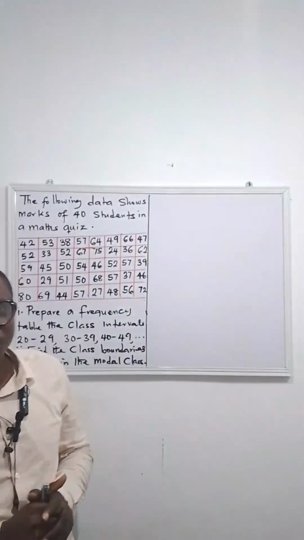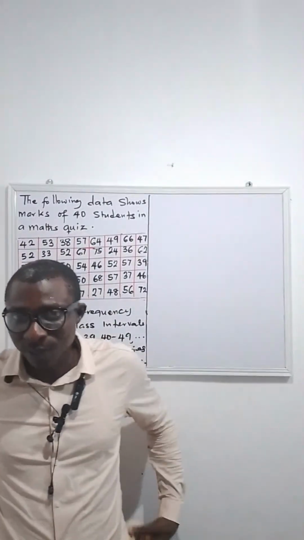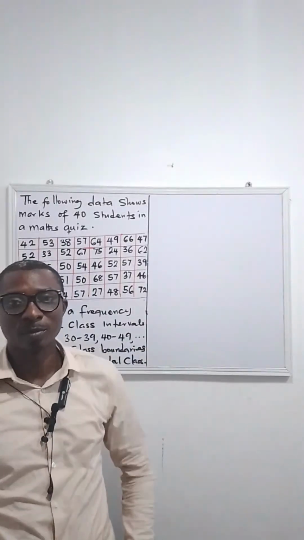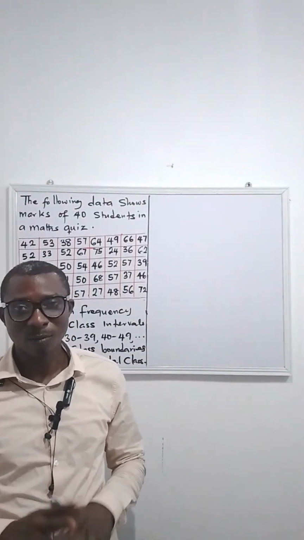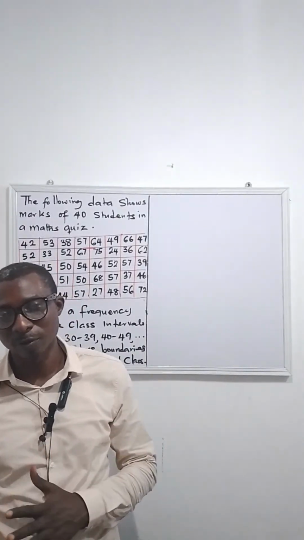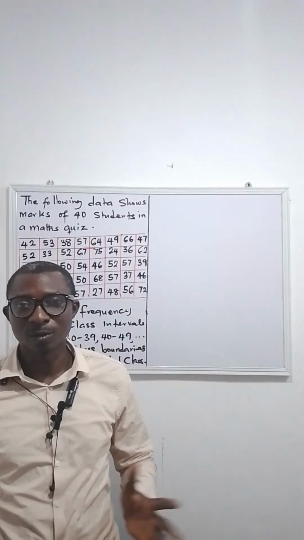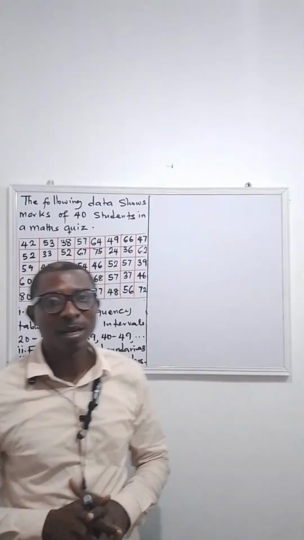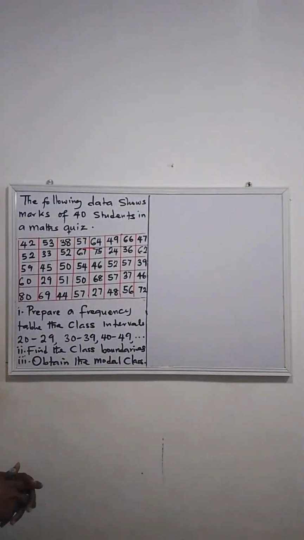Now let us look at this question we have here. I want every one of you to pay attention to the explanation, because at the end of this class I want every one of you to understand this concept of frequency tables and also finding the modal class. Now the question says the following data shows marks of 40 students in a maths quiz. So we have the data.